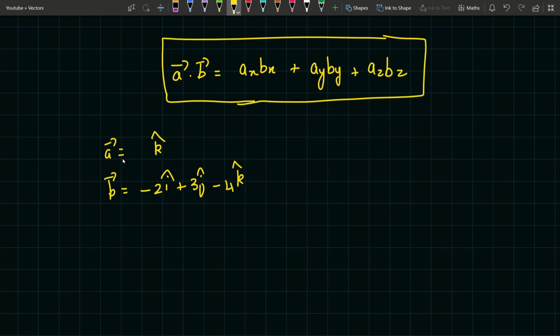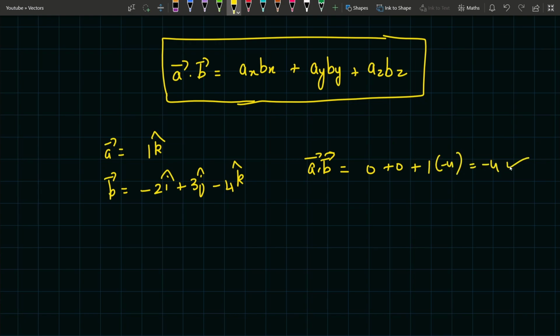Now for A vector, I have just given K cap. What about the I cap and J? This means that the X component of A and Y component of A both are zeros, and in front of K there is no number. That means that the component of A in the Z direction is 1. So A dot B according to this formula will be 0, because AX is 0 here, and 0 into BX is 0. AY is also 0, so 0 into BY is also 0, plus what is AZ? 1. So 1 into what is BZ? Minus 4. So answer is minus 4.